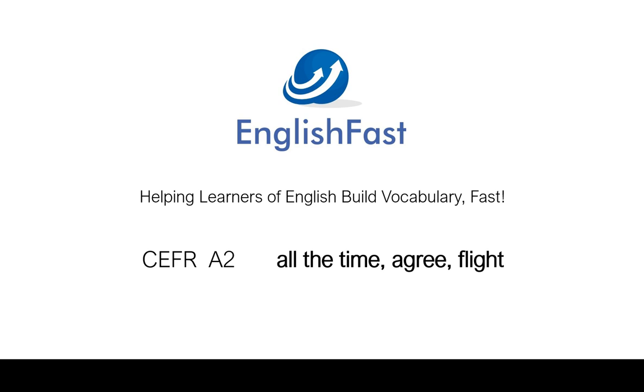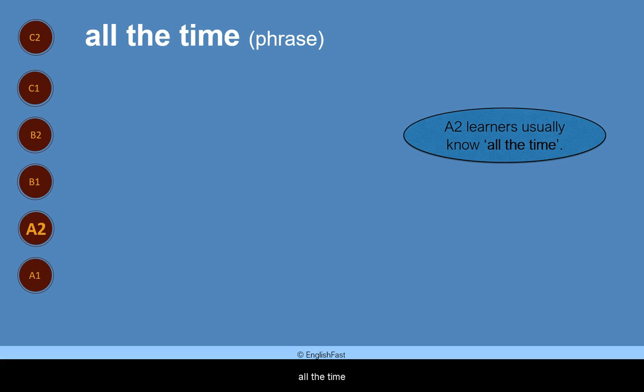CEFR A2. All the time, agree, flight. All the time. All the time is a phrase. A2 learners usually know all the time. All the time means continuously. Here are some examples.